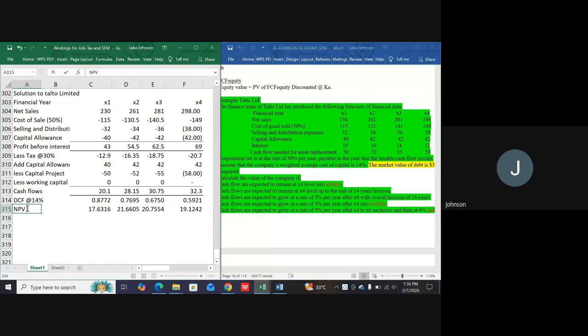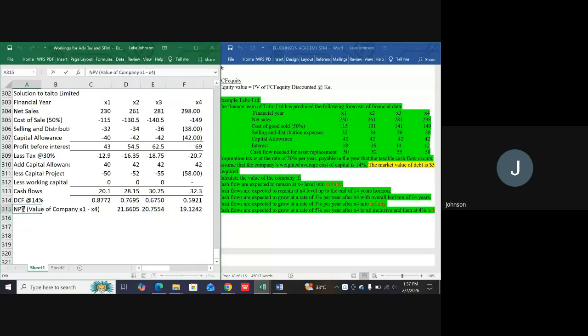So you can say in brackets, value of company from year 1, X1 to X4. So we have been able to get that. So that is how we're able to get the value of the company.